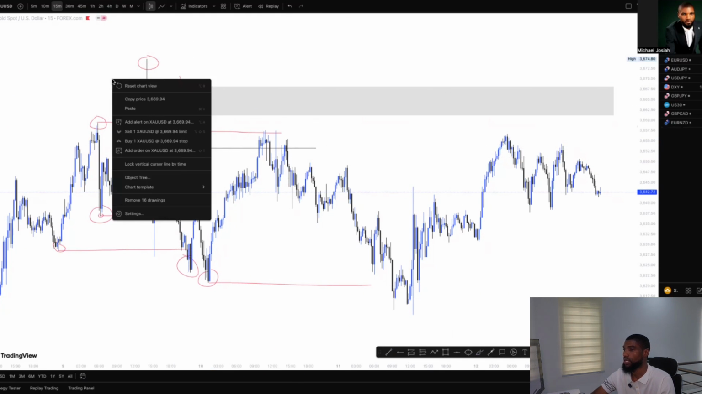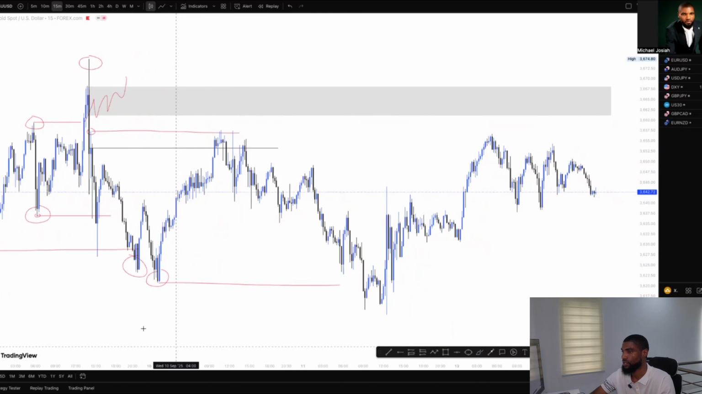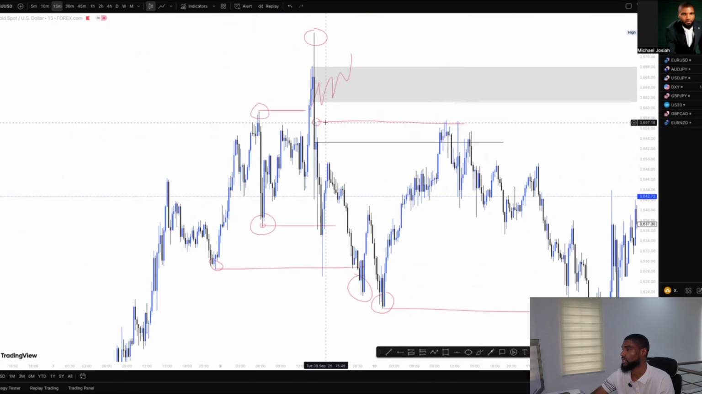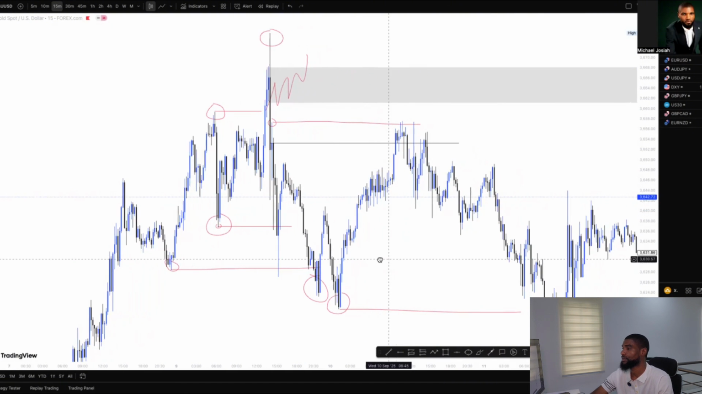So you will still get a perfect entry for this, since you already know that the market has given you a bearish structure, which is the last higher high was swept and the last higher low was taken, a candle close below, and also this other one, a candle close below.